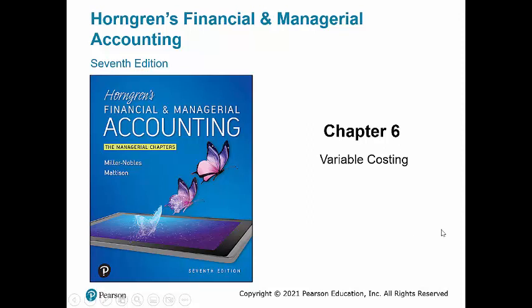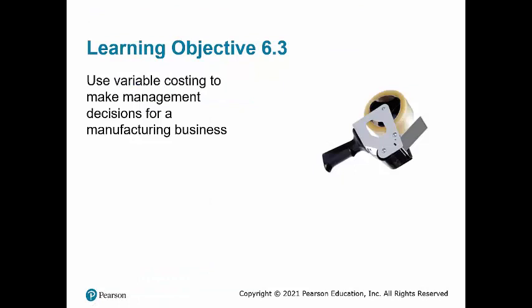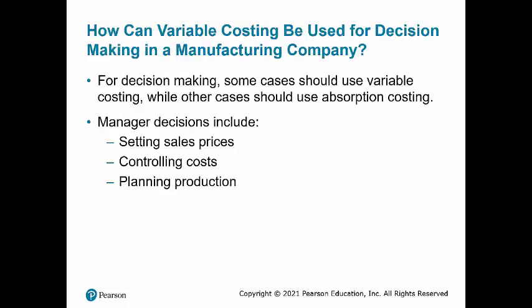This presentation is for Chapter 6, Variable Costing. In Learning Objective 3, we will use variable costing to make management decisions for a manufacturing business. With the unit product cost information calculated under absorption and variable costing, managers can use the information to make decisions.